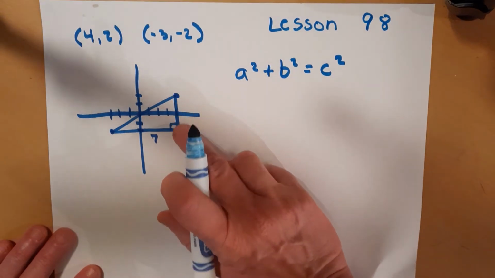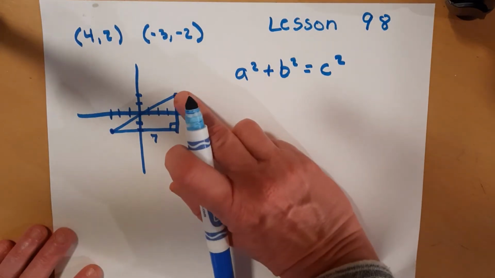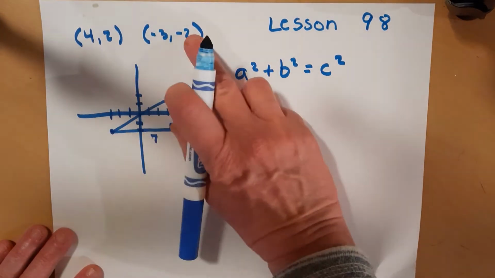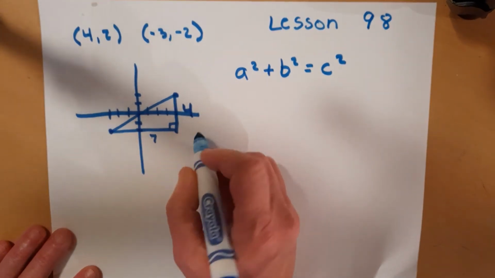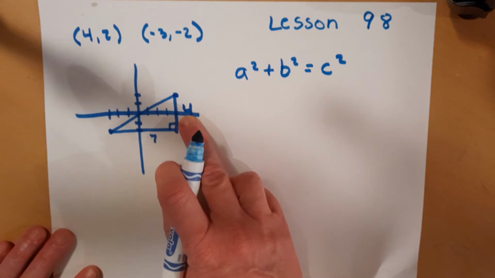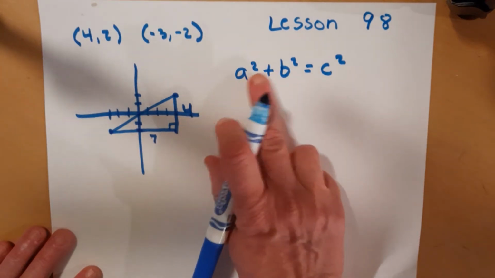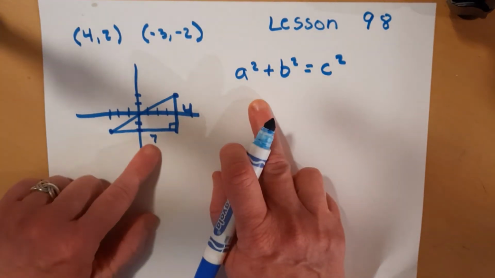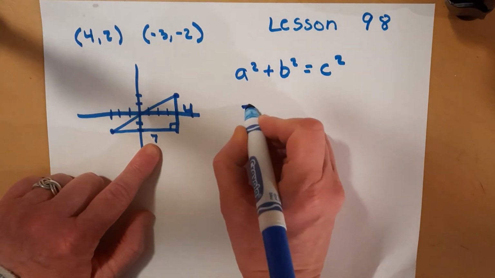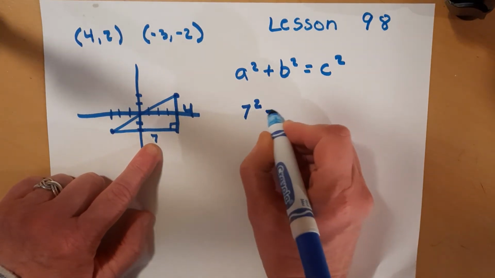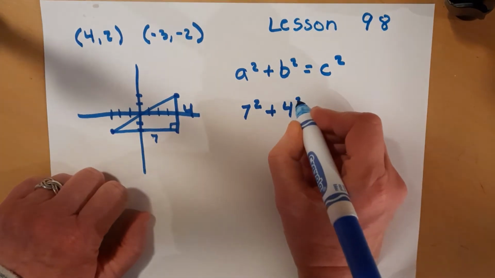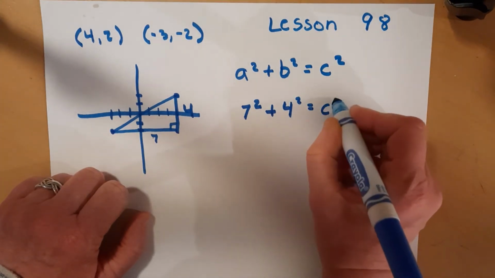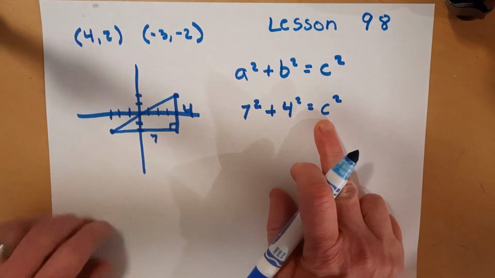And now we can also know the length of B, because we know it starts up here at 2 and goes down to -2: 1, 2, 3, 4. So the length of this side is 4. So now we just need to plug that into our formula. This is A, so we say 7 squared plus B is 4, plus 4 squared equals C squared. C is what we're trying to find out.